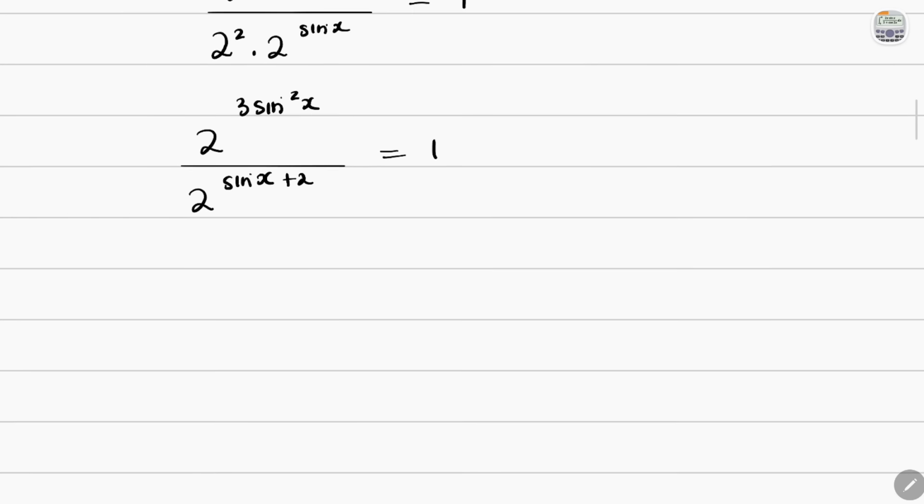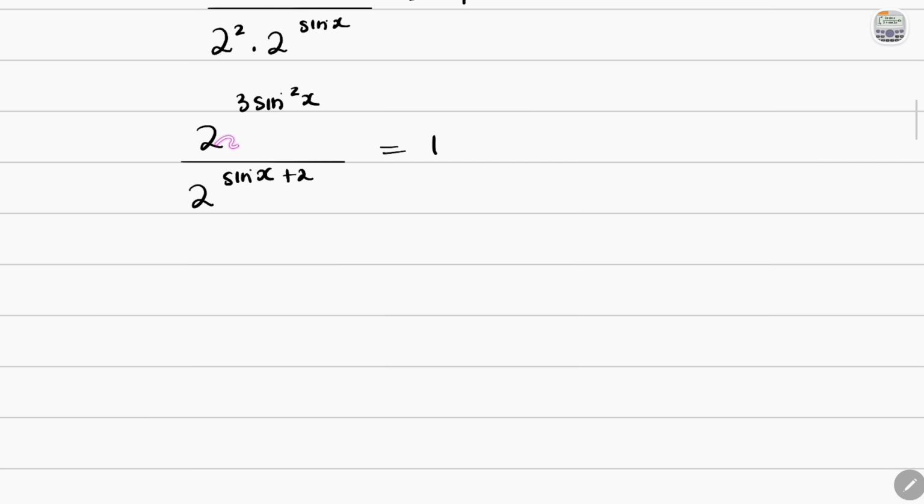And then now we can finally work with dividing. Now the bases are the same and we're dividing, so you subtract the exponents. You leave the base the same, and in the numerator we have 3 sine squared x minus, and we're subtracting something that has more than one term, so use brackets. So we'll say minus sine x minus 2. That's fine. And then is equal to 1.